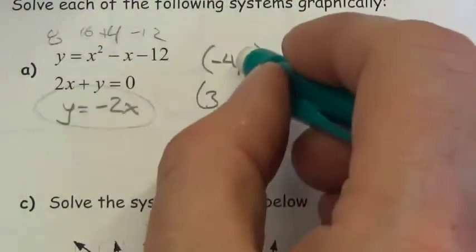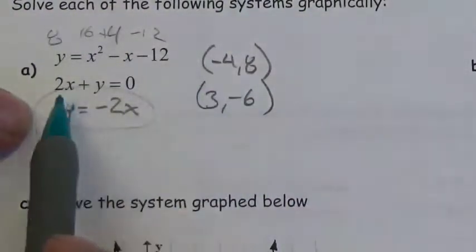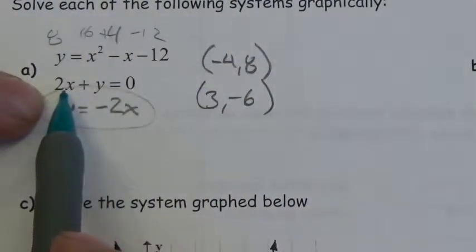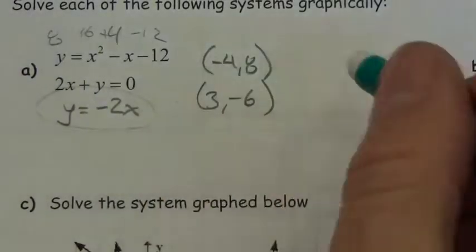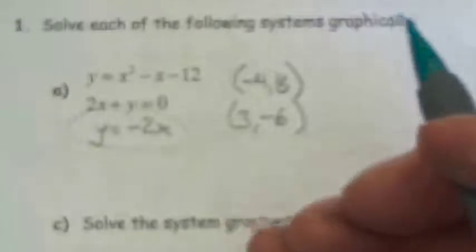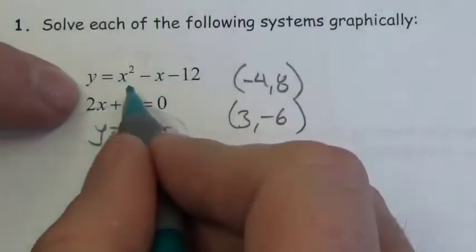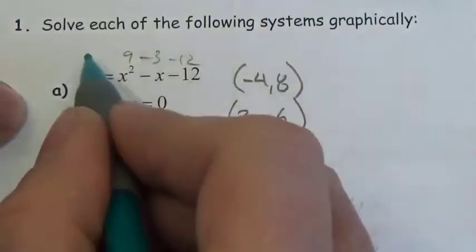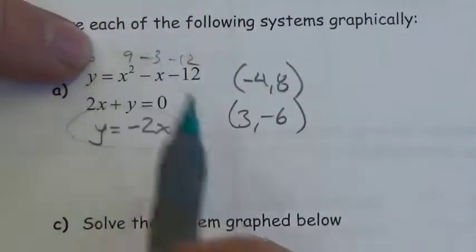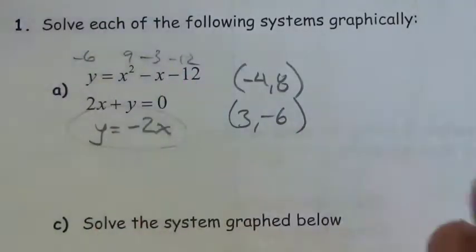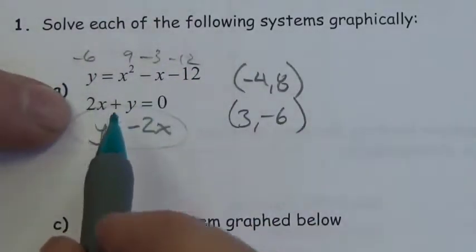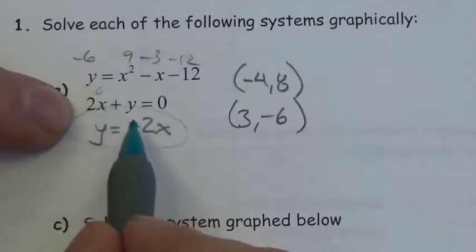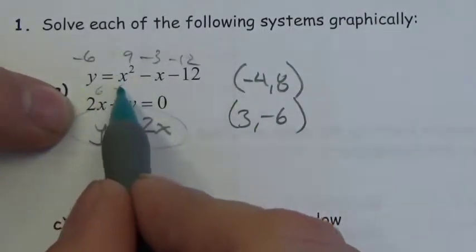So that point works in that first equation. 2 times negative 4 is negative 8, plus 8 is going to be 0. So yeah, the point negative 4, 8 works in both equations. Perfect. Does 3, negative 6? Well, 3 squared is 9, minus 3, minus 12. Does that equal negative 6? Okay, well 9 minus 3 is going to be 6. Minus 12 is in fact negative 6. Beautiful. 2 times 3 is going to be 6, plus negative 6 is going to give you 0. Yes, it does. So good.